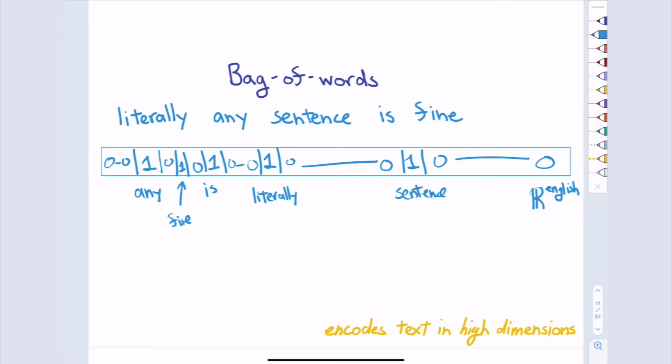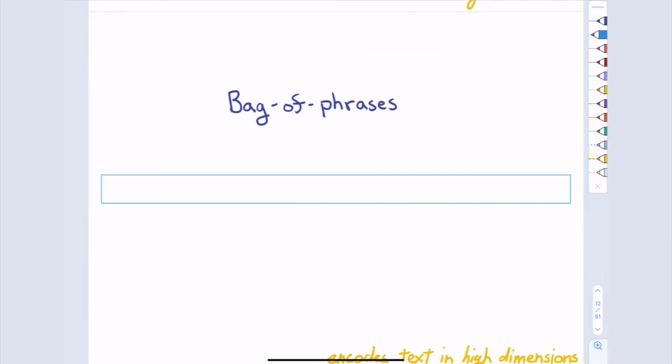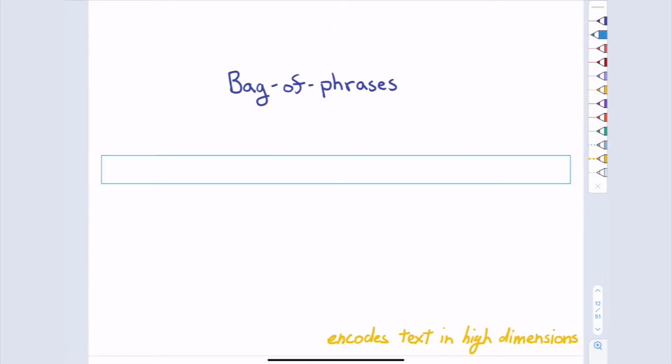If you want to take this and put it on steroids, sometimes they're interested in something called bag of phrases. So again, the sentence: literally any sentence is fine. That's not how you spell fine at all. You know, I actually won the spelling bee in like first grade. I have like a little crown. Anyway, I think I've regressed.